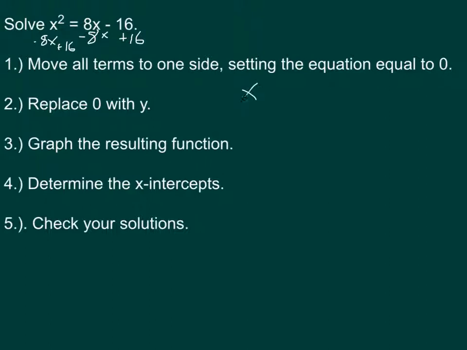So I'm going to do x squared minus 8x plus 16 equals 0. And then, like I said, I replace that 0 with the y. So I'm going to have y equals x squared minus 8x plus 16. So let's take a look and see what the graph of that would look like, again using the techniques that we've used in the last chapter.